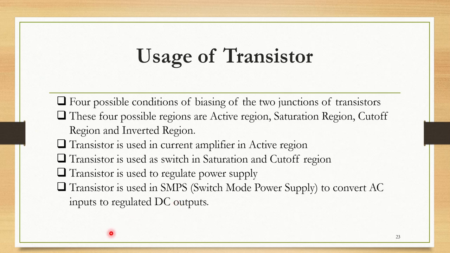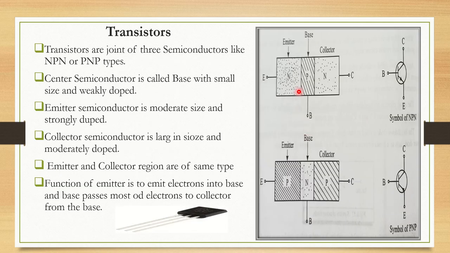Now, why do we use these transistors? You see, there are two junctions, so there are four possibilities of biasing. One can be: this side forward bias, this forward; or this forward, this reverse; or this reverse, this forward; or this reverse and this also reverse biased. So there are four types of possibility for biasing. Depending on that biasing, transistors are used.